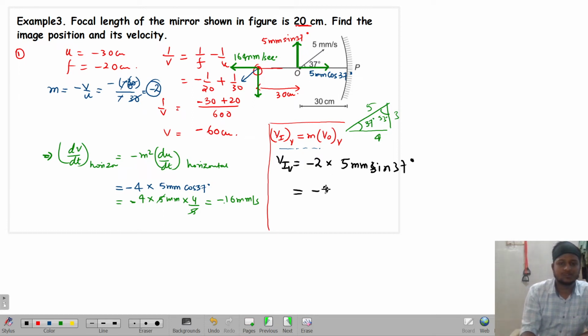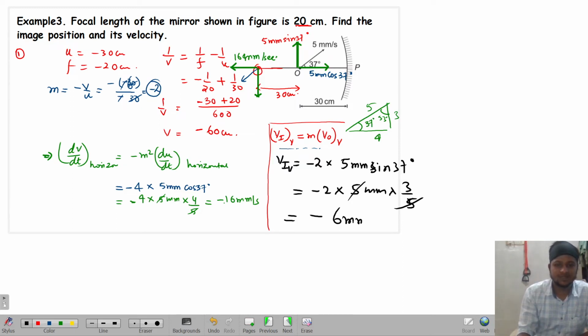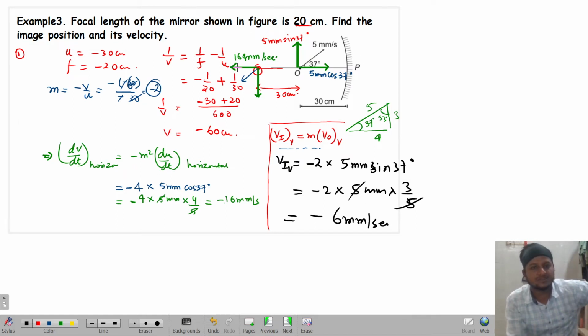So this is going to be how much? Minus 2 into 5 millimeter sine 37. Sine 37 is how much, guys? It is equal to 3 by 5. So the 3 by 5 gets cancelled, and you get the velocity of the image to be minus 6 millimeter per second. So first you got the horizontal velocity of the image, that is 16 millimeter per second, and then you got the vertical velocity of the image, that is 6 millimeter per second.